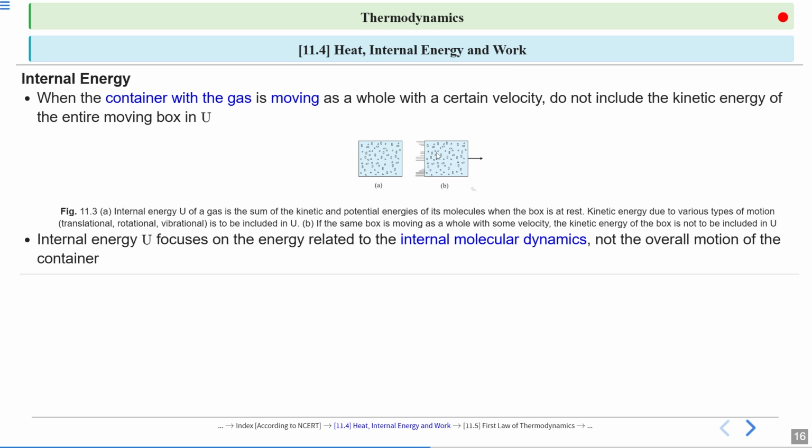We can also say the internal energy depends on temperature. We will learn more about this concept next. All right.